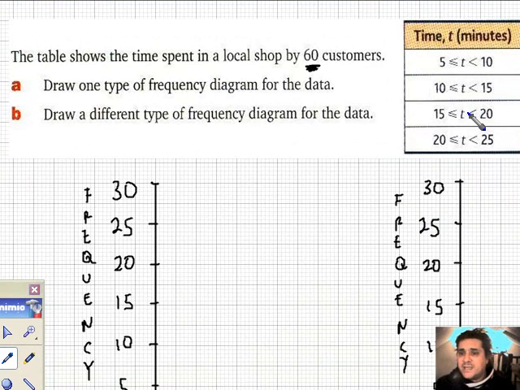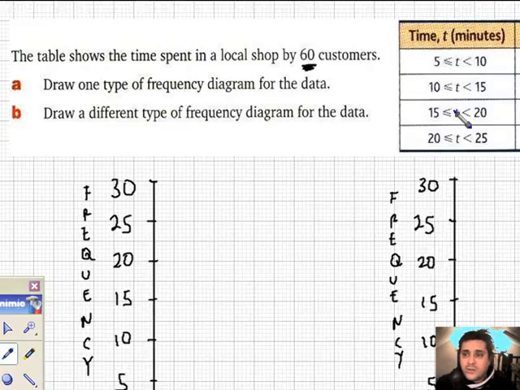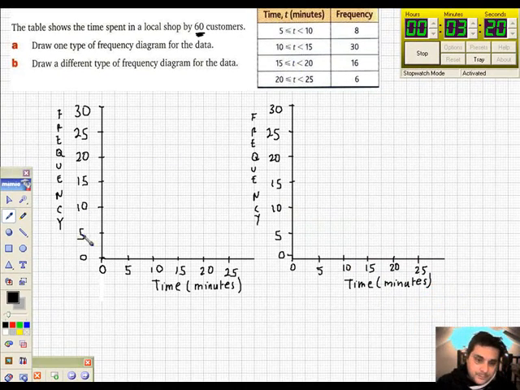5 to 10 minutes, 10 to 15, but as before with grouped data, you're allowed to be 5 but just be under 10. You start off from 10 but be under 15. You start off at 15 but be under 20, etc. And I've got to draw one type of frequency diagram. Well, I want to do a histogram first, and as you can see, these classes have equal widths, equal intervals, and therefore I'm going to do a straightforward histogram as follows.